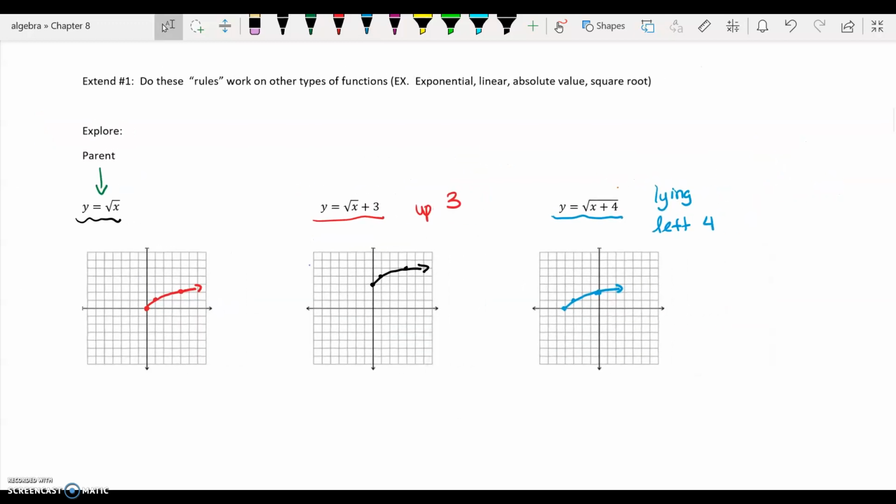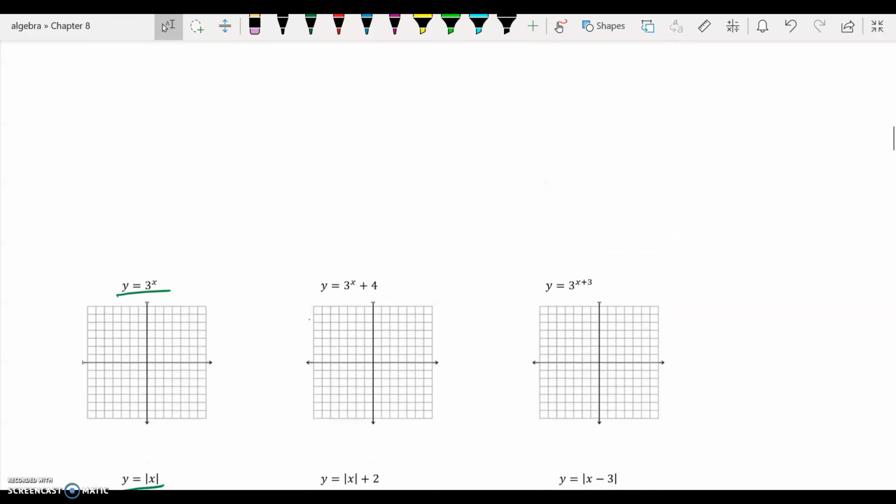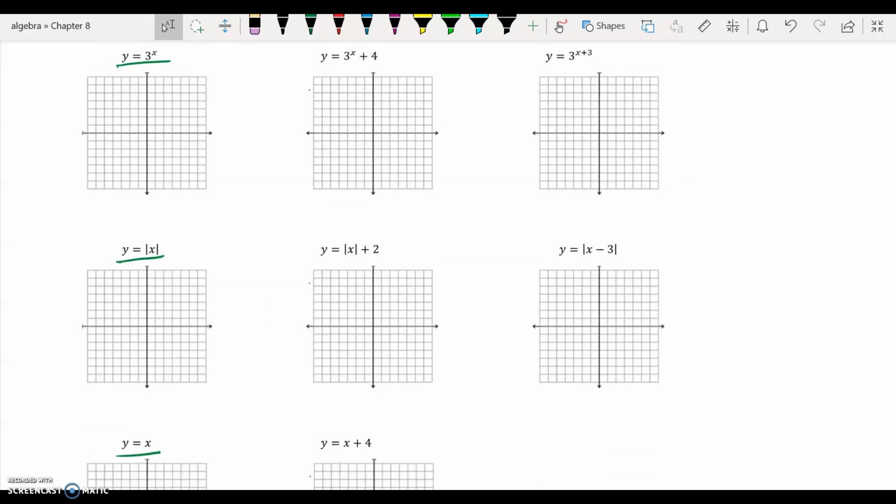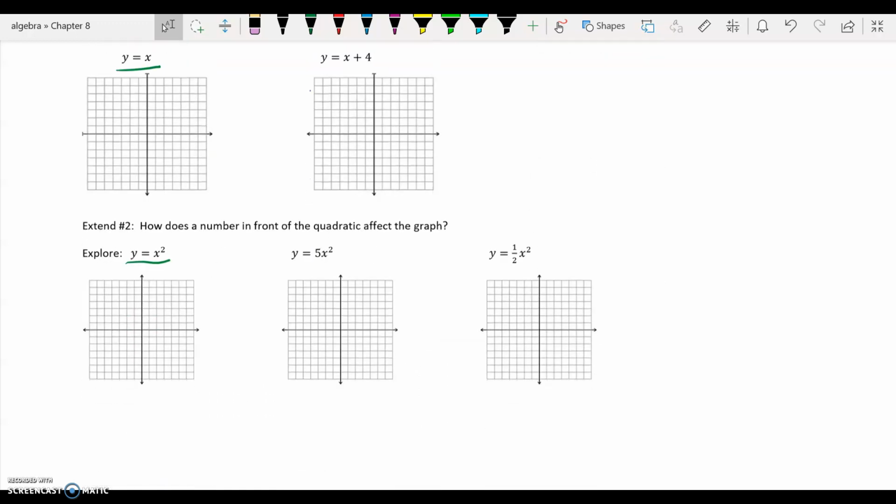So the last page is all on you guys. I want you to graph the parent function, so the first one in all of these. Make sure you use that keyboard to find the symbols. And then I want you to graph the transformations. Try and do the transformations without using Desmos. So this last page you're going to submit on Google Classroom. So you're going to take a picture of it after you get it done and submit it. Make sure you answer this question as well.